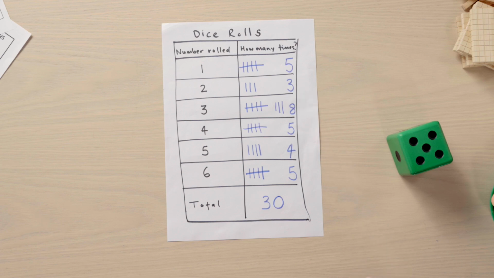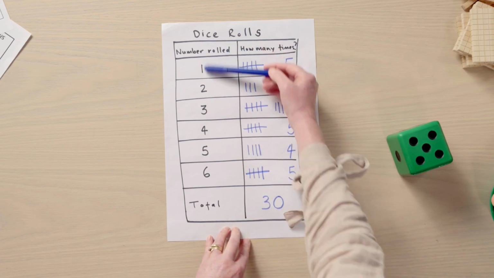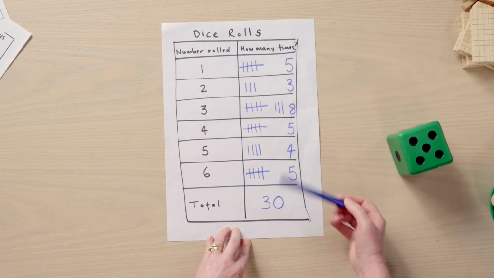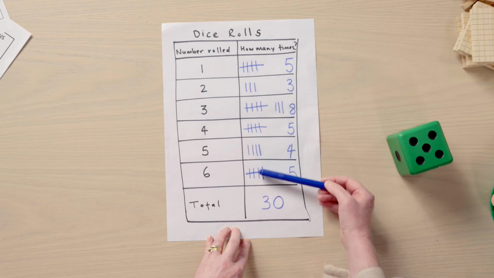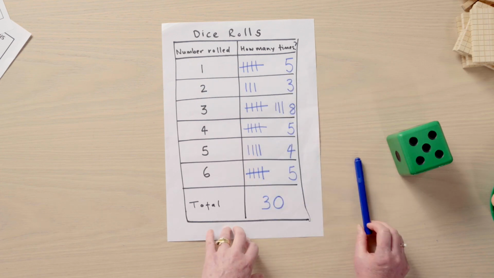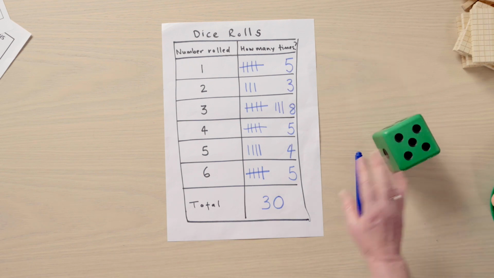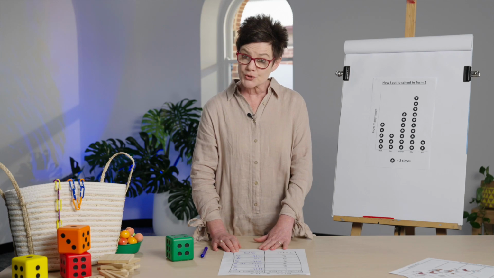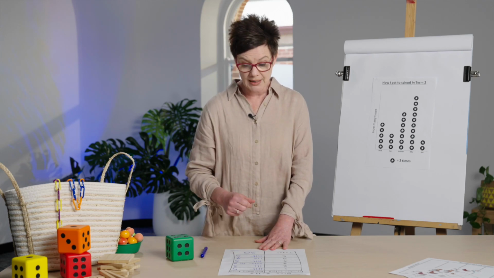Okay, so here is my collection of data about, it's a lovely table. I've got a heading and some columns and some rows. I've even used my tally marks to help me collect my information about dice rolls. And you can see what was the most popular or the most amount of times I rolled a certain number.